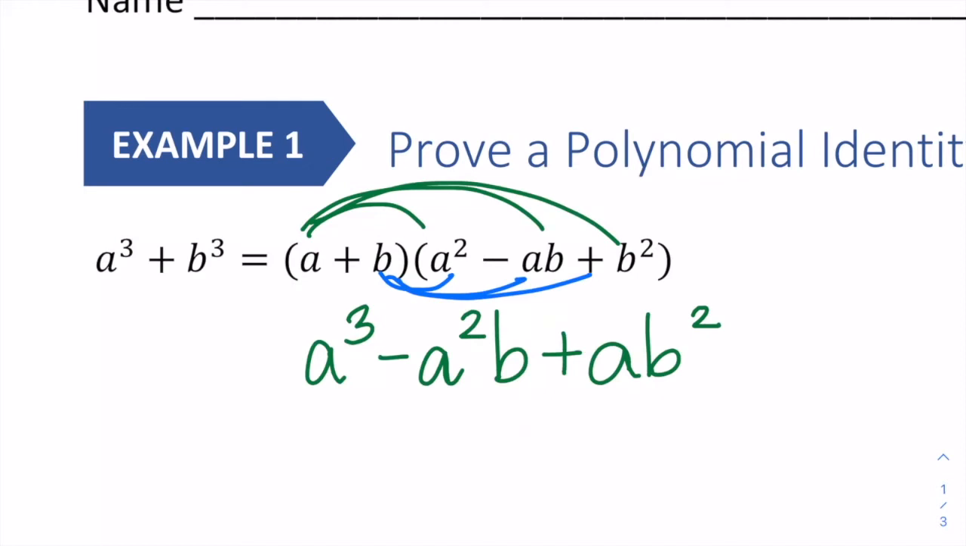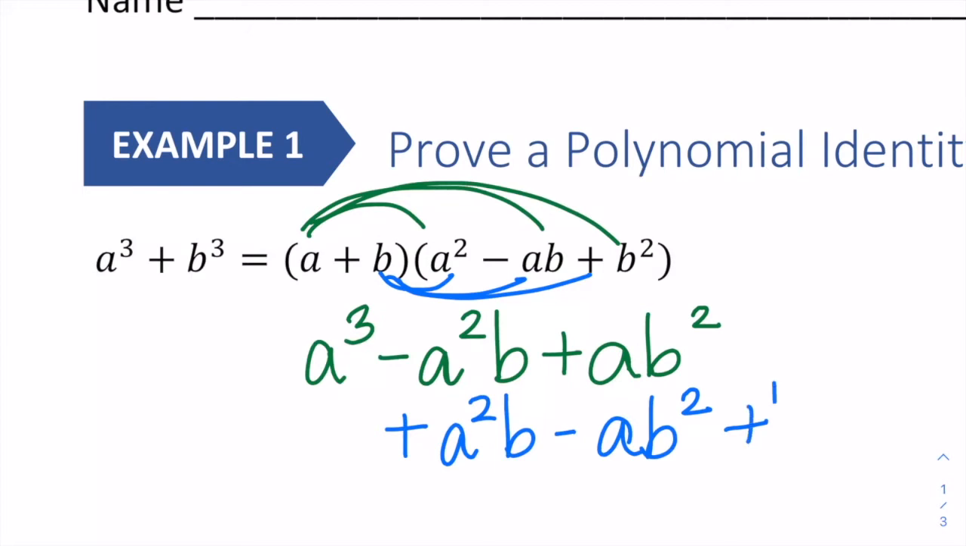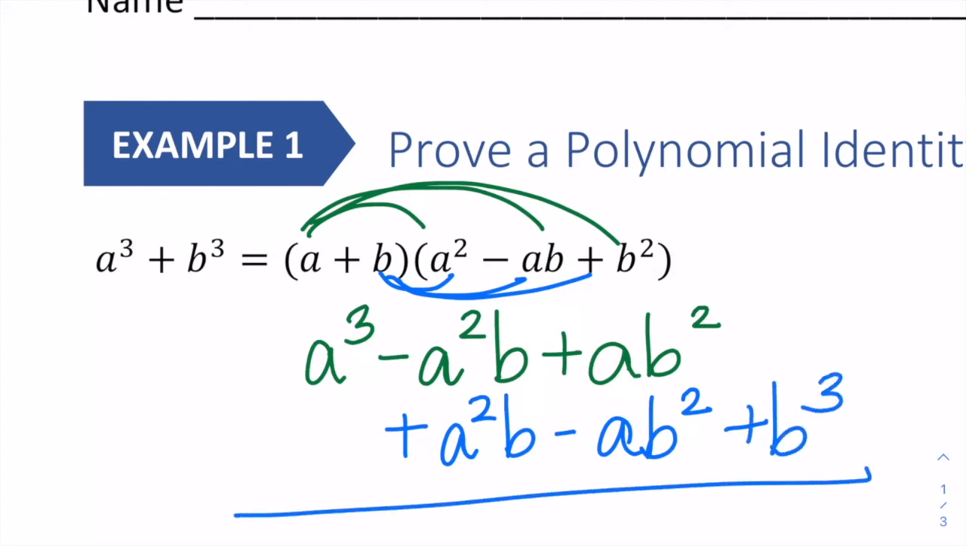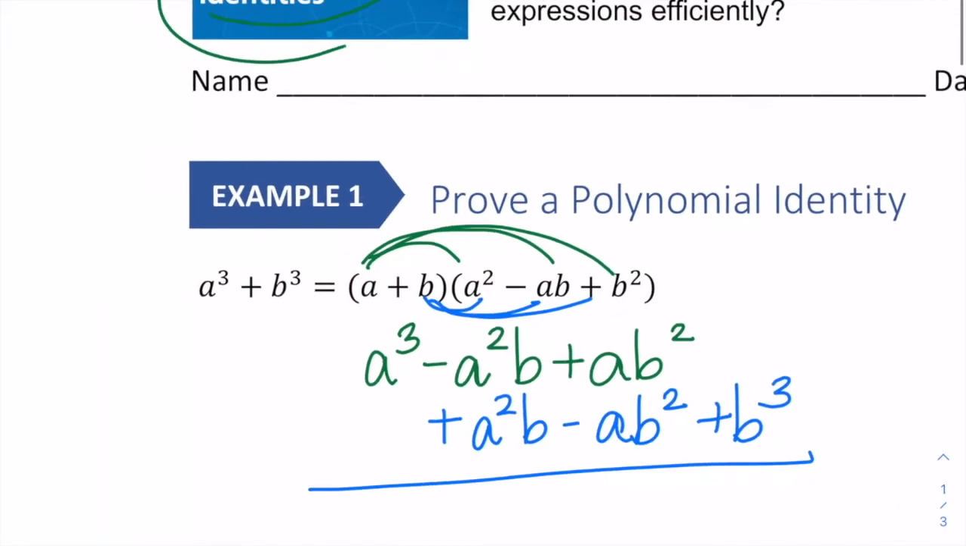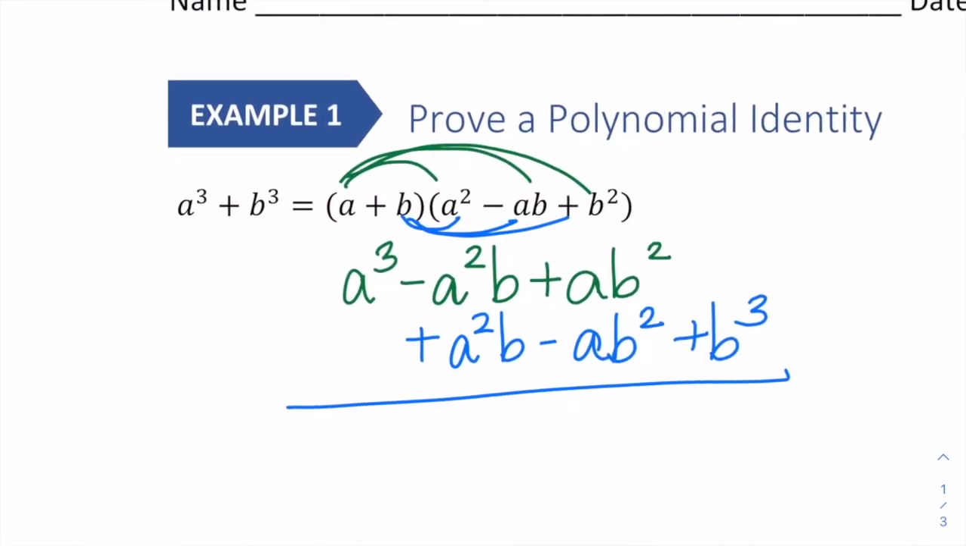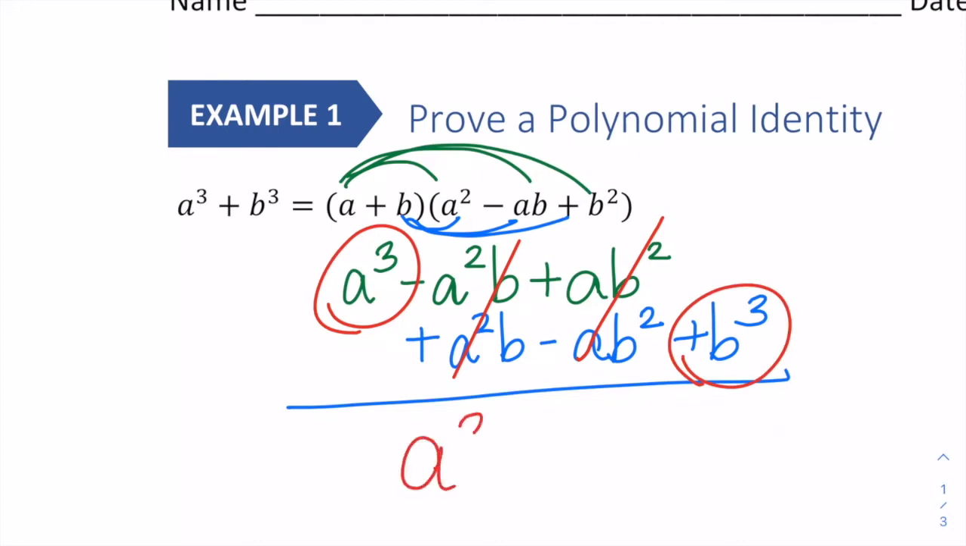So we have plus a squared b. And notice that I'm trying to put the terms in the same order alphabetically. Minus ab squared plus b cubed. And what you'll notice is that the middle terms here will cancel. So we have the a squared b, those will cancel, and the ab squared. So we're just left with a cubed plus b cubed.